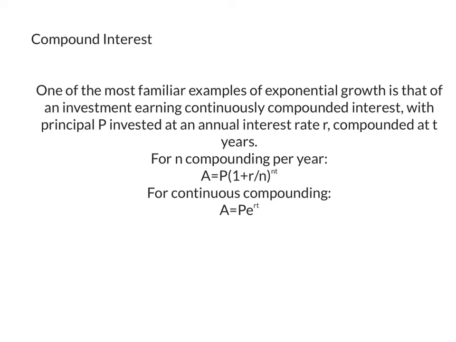Compound interest. One of the most familiar examples of exponential growth is that of an investment earning continuously compounded interest with principal P invested at an annual interest rate of r compounded for t years. If you have a problem that talks about n compoundings per year, then you use our first formula. If you hear about something that's continuously compounded, so throughout the course of the year, like an everyday type situation, you would use the second formula. So the first one is for compound interest, the second one is for continuous compound.